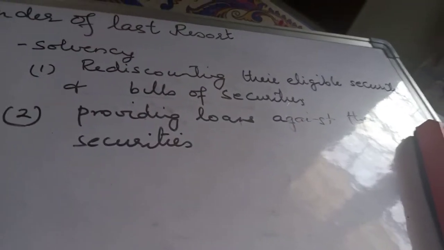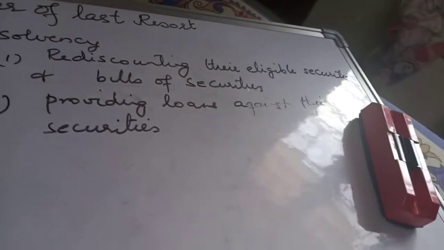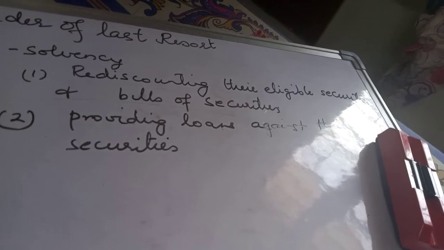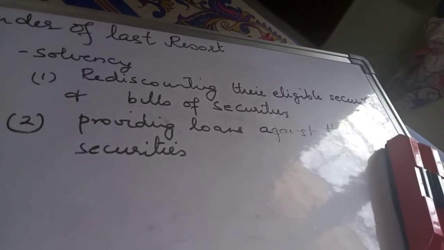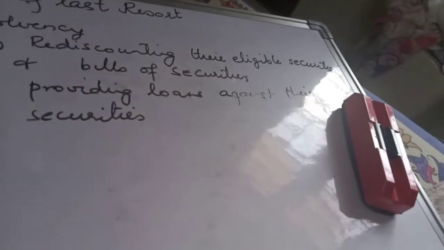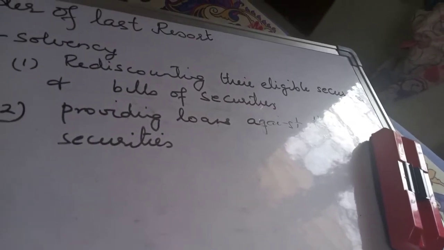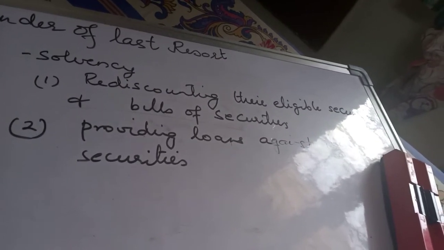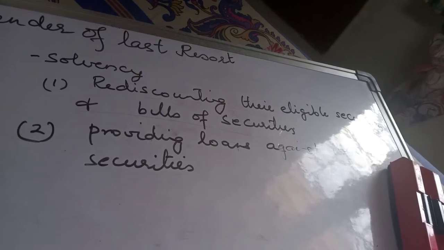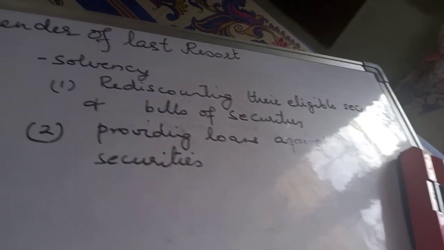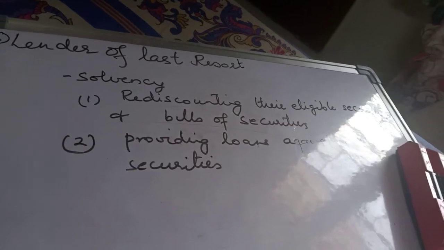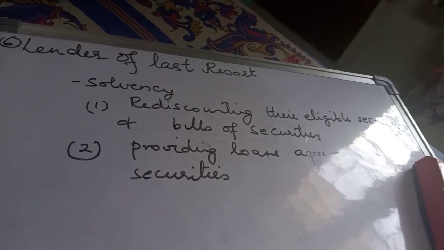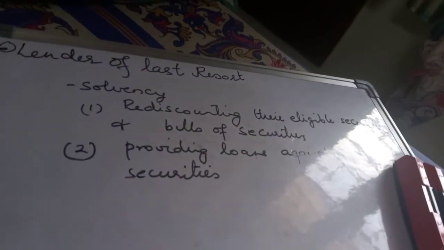Okay, so how does the central bank assure them solvency? That is done by either rediscounting the eligible securities and bills of securities, and the second way is by providing loans against their securities. Now, this saves banks from possible failure and banking system from a possible breakdown. Okay, so this is being lender of last resort. So, central bank acts as a lender of last resort for the commercial banks which may become insolvent.